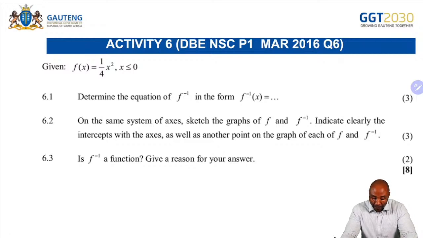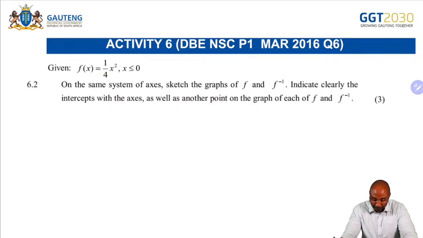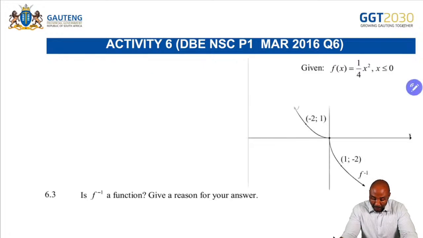Activity 6 is also another restricted parabola. We are able to answer the question there. It's extracted from March 2016 paper 1, question number 6. Now the solution, we are able to see the solution there.